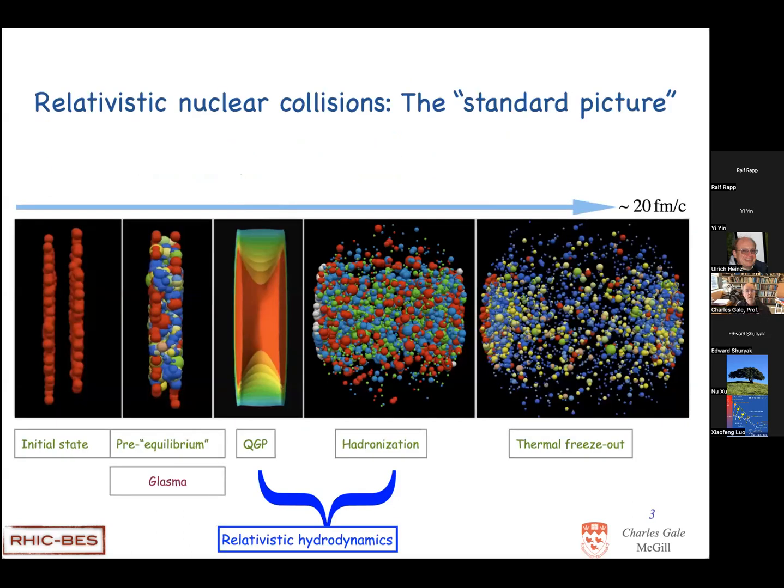All right, so the general picture is something we mostly all know. So the standard picture, quote unquote, is the following. We have an initial state followed by a pre-equilibrium state, quark-gluon plasma phase followed by hadronization, and the constituents, the hadrons, interact for a while and then freeze out and then fly to the detectors.